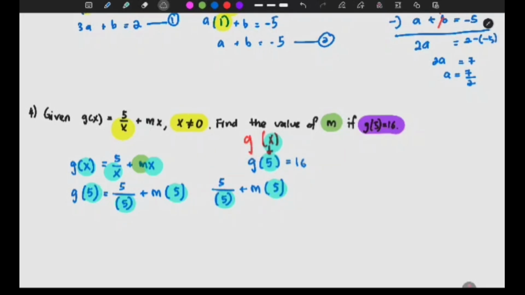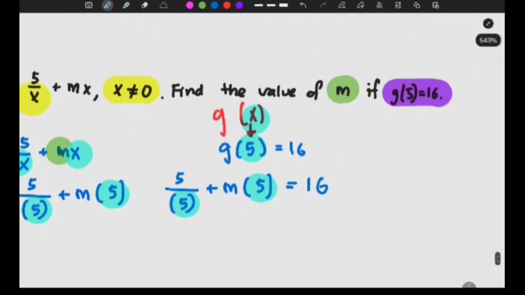Do your normal mathematics after this. 1, bring this side. So 16 minus 1 is 15. So my m is 15 divided by 5, which is 3. Ta-da! I find my m.